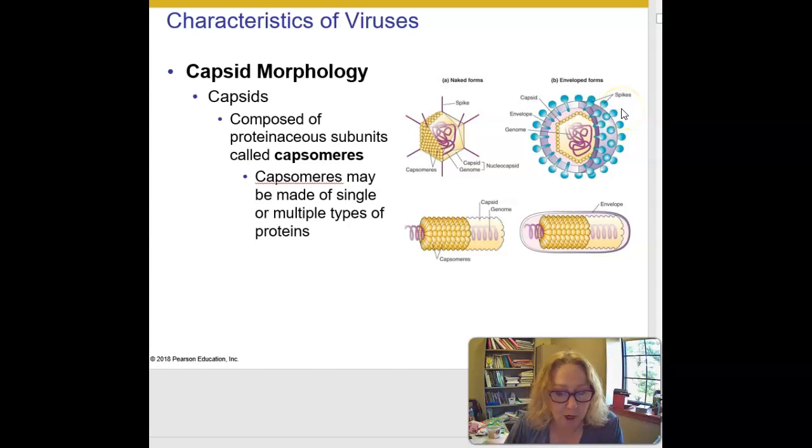But the main part is going to be your genome, your DNA or RNA, and it's going to have this outside capsid. It's composed of subunits called capsomeres, which may be made of single or multiple proteins, right? Single or multiple, just in case. But this is the capsid. This is the capsomeres composed of that. Sometimes it's in an envelope, sometimes it's not.